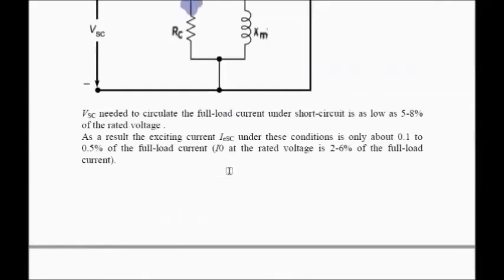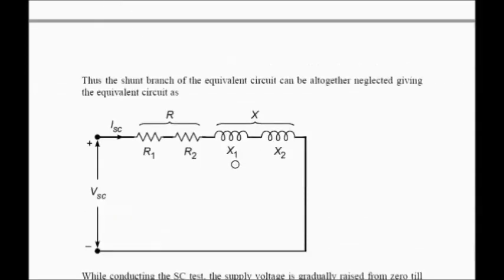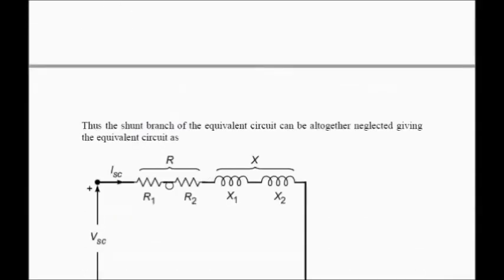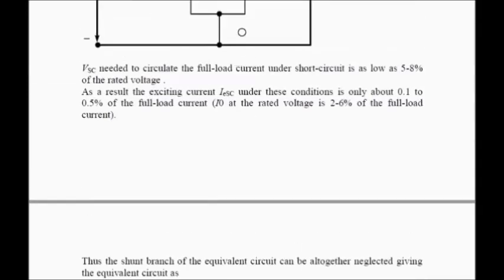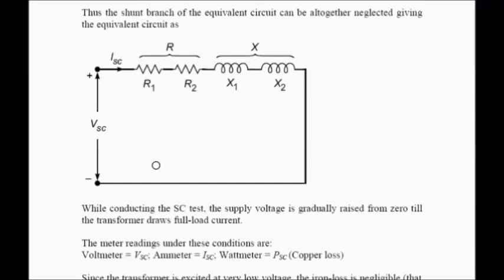So this is the case in short circuit test. Now let us see how to use these parameters. Okay, this will be the equivalent circuit diagram after removing this branch. Why are we removing this branch? Because this current is very small. As this current is very small, I can remove this branch easily. So we will have an equivalent circuit like this.